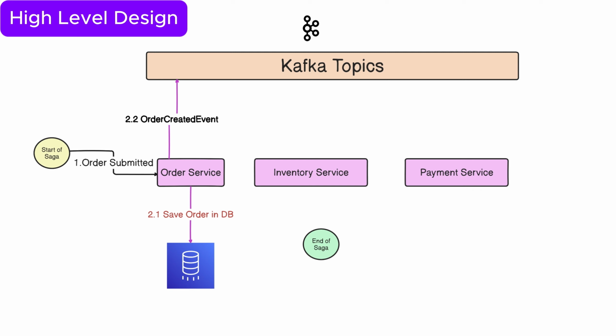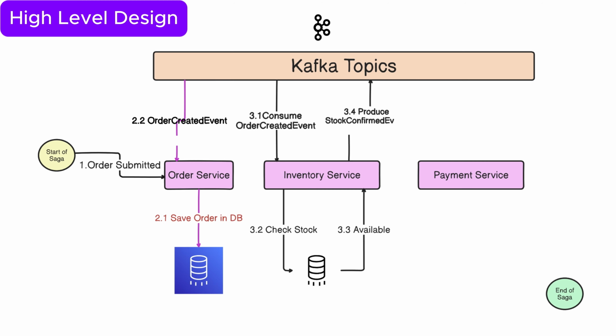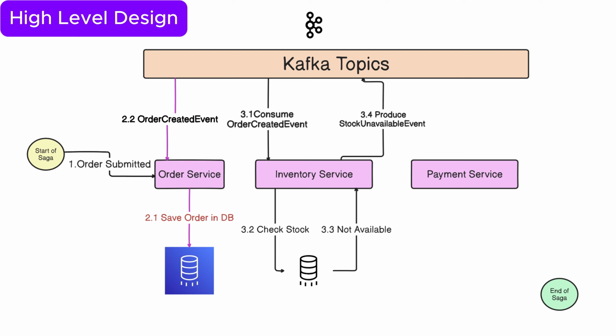For this particular order created event, we have a consumer listening to the order created topic, which is the inventory service. As soon as the order service creates an order created event, the inventory service will listen to the Kafka topic and consume it. Then it checks if the stock is available and deducts the desired stock from inventory. After doing that, it will publish the stock confirmed event to the stock confirmed Kafka topic. In case the stock is not available, then it publishes a stock unavailable event to its dedicated topic.